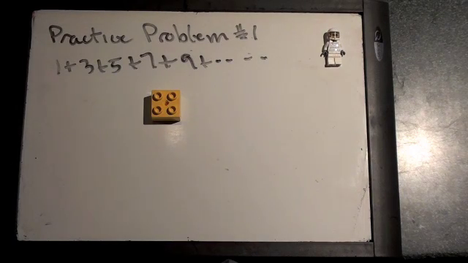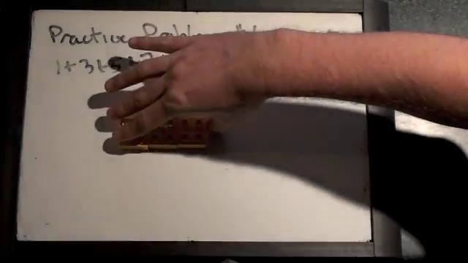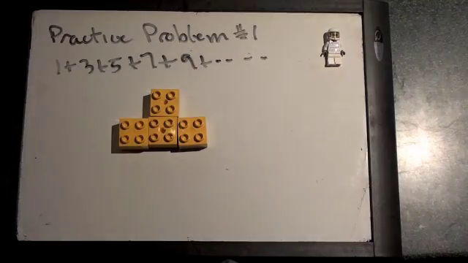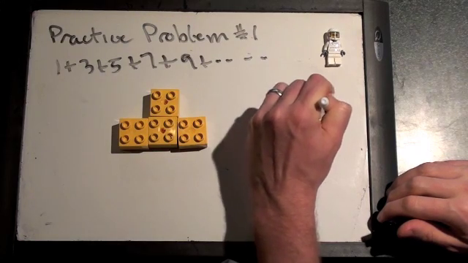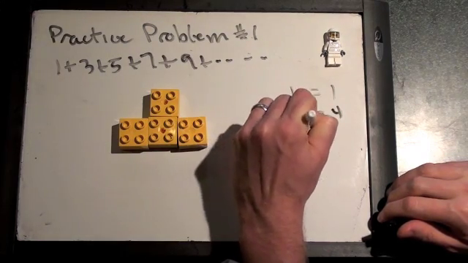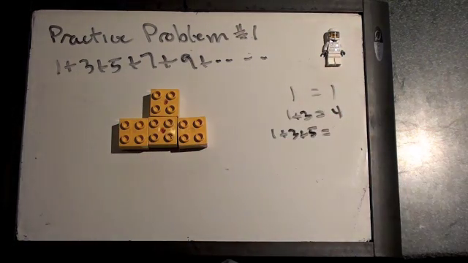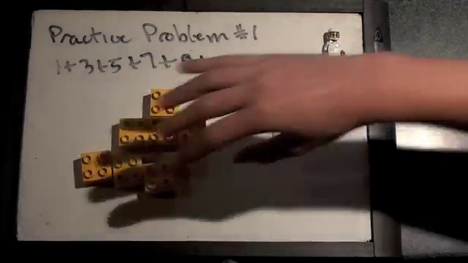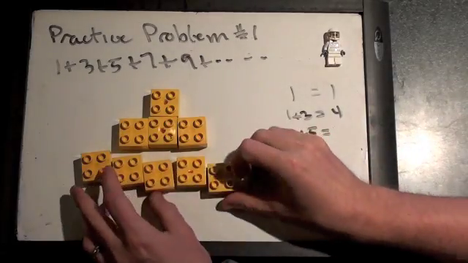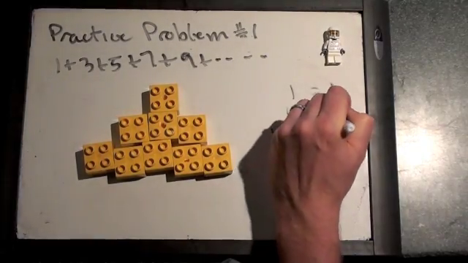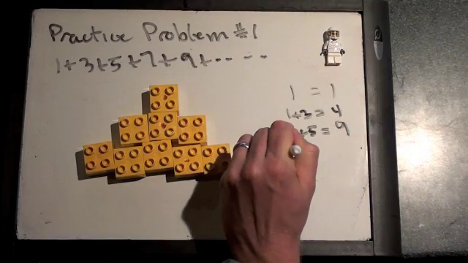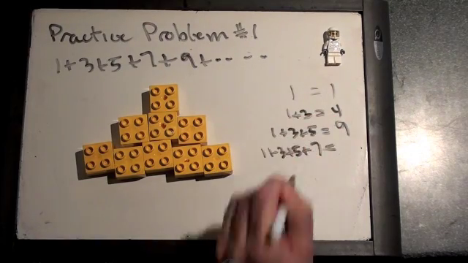Okay. So if we just start with 1, how many is that? 1. Okay. Now if we add 3 more, how many do we have? I have 4. Okay. So 1, I'm going to write it over here. 1 equals 1. 1 plus 3 equals 4. 1 plus 3 plus 5 equals... What does 1 plus 3 plus 5 equal? 9. And 1 plus 3 plus 5 plus 7 equals what?